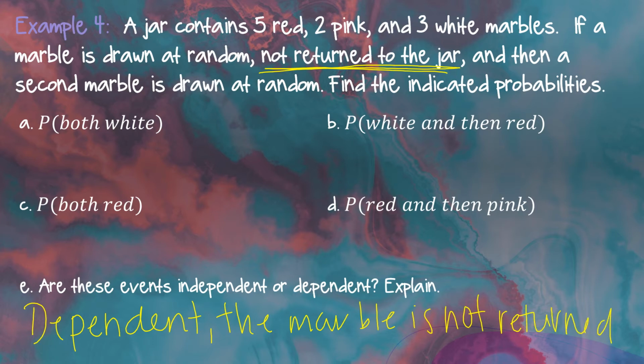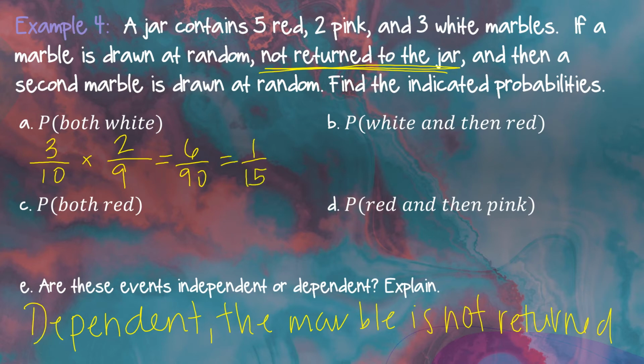Okay, so both white. So white is 3 out of 10 for the first one. And then when you go to pick the second one, if you already picked a white, you now only have 2 whites left. And because you did not replace that white, there's only 9 marbles left. So the probability is 3 out of 10, that's picking a white out of the 10. You took that white out of there. You only have 2 whites left and only 9 marbles left. So that gives you 6 out of 90. And 6 out of 90, both of those are divisible by 6, which gives you 1/15.